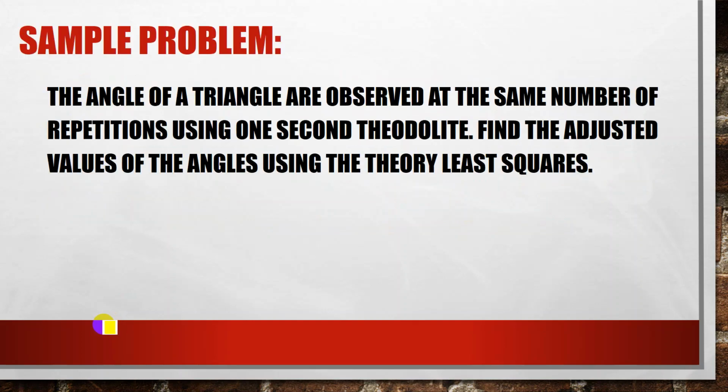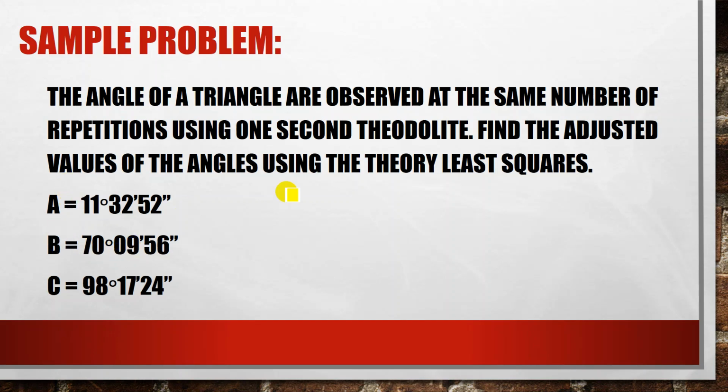Okay. Sample problem po natin. The angles of a triangle are observed at the same number of repetitions using 1 second theodolite. Find the adjusted values of the angles using the theory of least squares. So, mag-a-adjust po tayo ng direct observation. So, ito po yung values ng triangle natin. Values ng angles ng triangle natin.